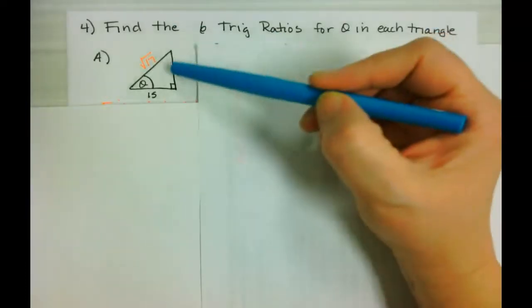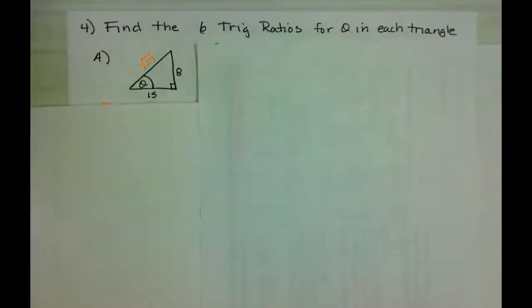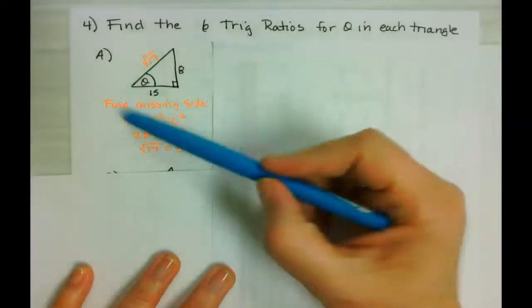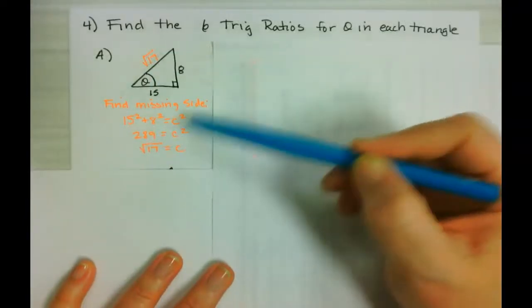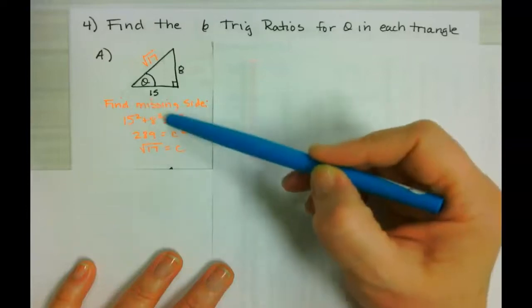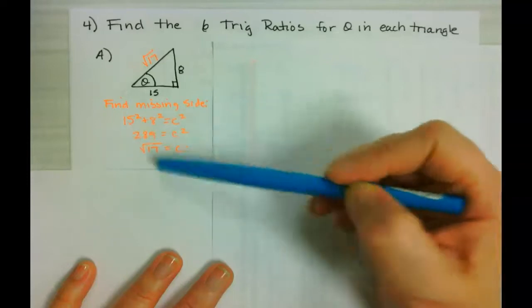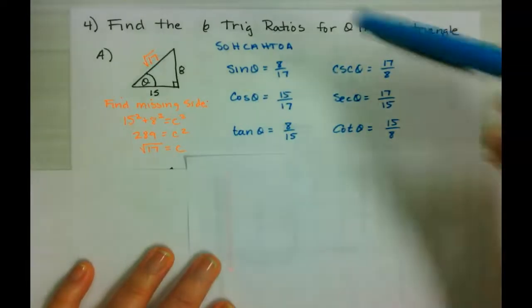So I have 15 squared plus 8 squared, and that would equal something squared. And then I take the square root. So 15 squared plus 8 squared is 289, and the square root of 289 is 17. So remember, when you're doing a squared plus b squared equals c squared, this is c squared. So don't forget to take the square root of that, and this just happened to be a perfect square.